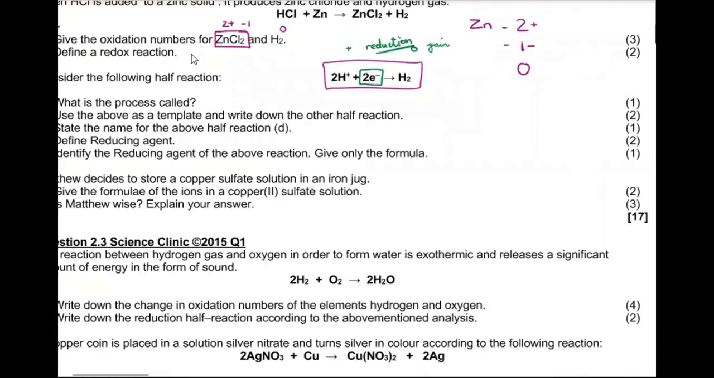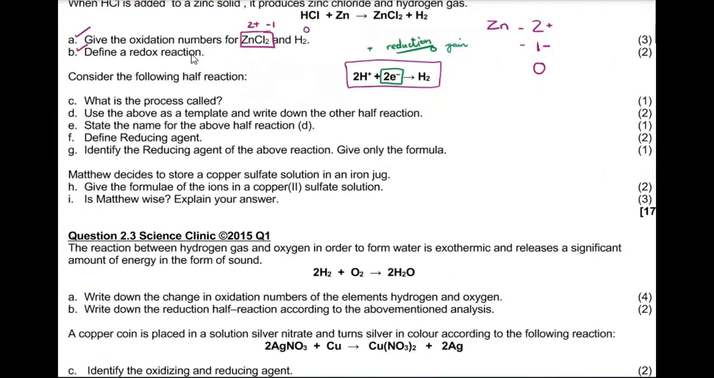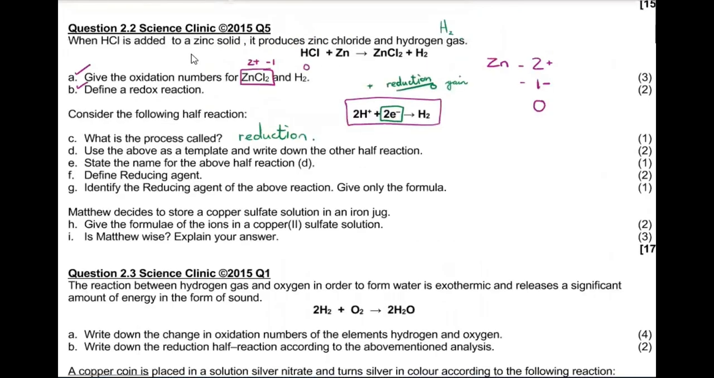Cool, let's see. Consider the following half reaction. There it is. What is this process called? Reduction. There we go. So this is reduction. And now they're asking, so please note, I always say to my students, just note the numbering of the questions, all right? If you have a 5.1 and there's a 5.1.1, 5.1.2, then all of those are still part of 5.1. So the same here.